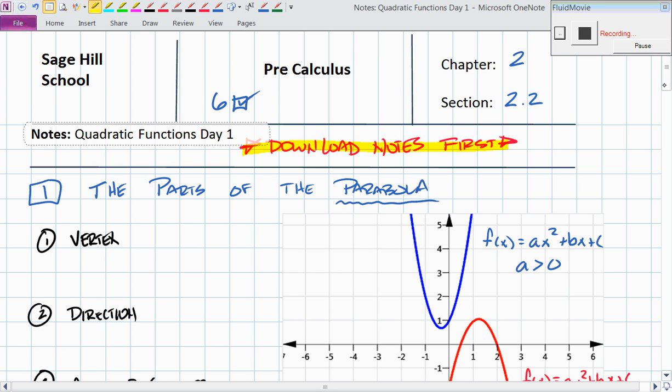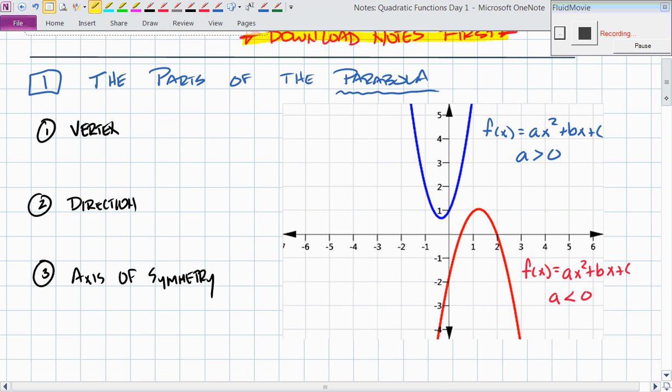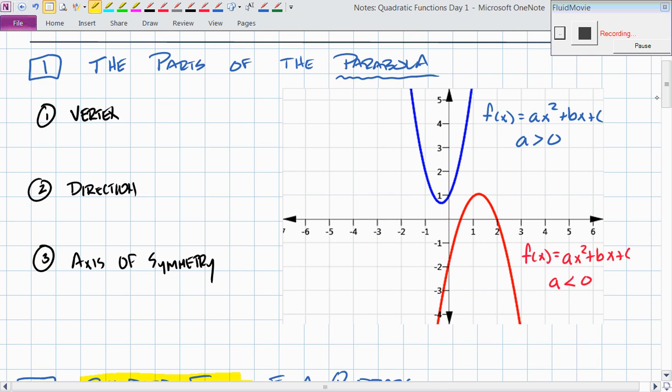All right, so we're going to talk about quadratic functions day one today, and we're going to begin discussing the parts of the parabola. The three things that we need to know about the parts of any old parabola are the vertex, the direction that it opens, and the axis of symmetry. I have two parabolas over here on the right-hand side.